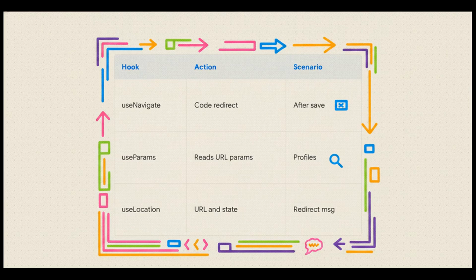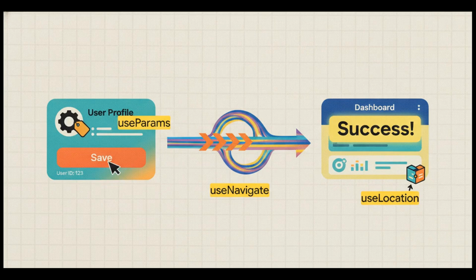This hook gives you access to the current URL and, super importantly, any hidden state data that was passed along during the navigation. So let's actually put this into a really relatable real-world scenario. Let's say your user is on their profile page, they make some edits, and they hit save. Behind the scenes, you can use useNavigate to just instantly shoot them back to the main dashboard as soon as the save is done. At the same time, you might have used useParams to figure out exactly which user ID they were editing in the first place.